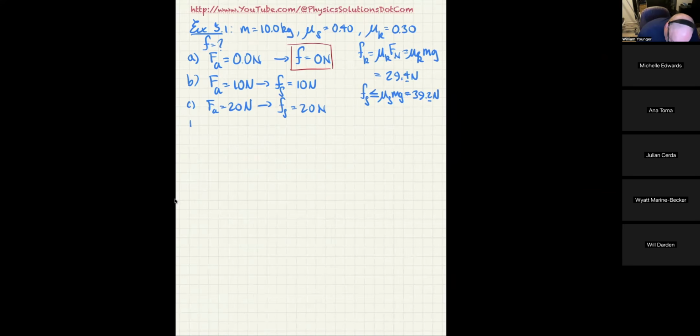Now I'm going to see part D. The applied force is 38 newtons. Anybody tell me what the friction force will be? For starters, is it static friction or is it kinetic friction? Anyone?